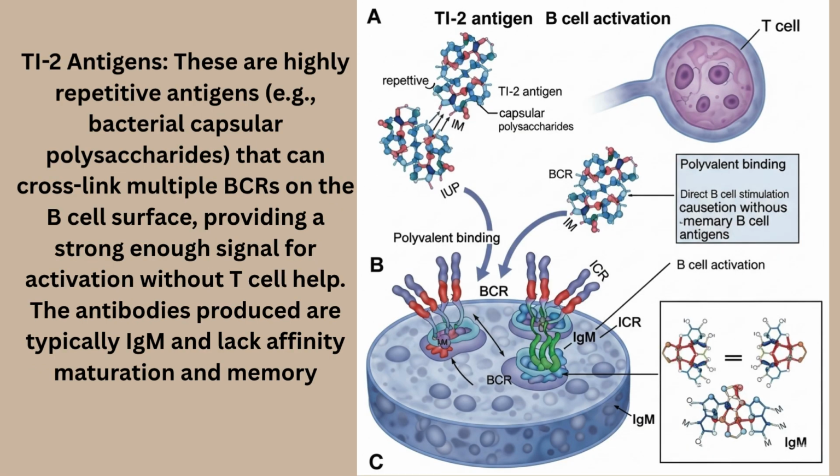TI-2 antigens. These are highly repetitive antigens, e.g., bacterial capsular polysaccharides, that can cross-link multiple BCRs on the B-cell surface, providing a strong enough signal for activation without T-cell help. The antibodies produced are typically IgM and lack affinity maturation and memory.